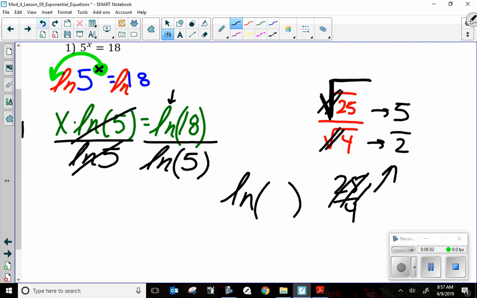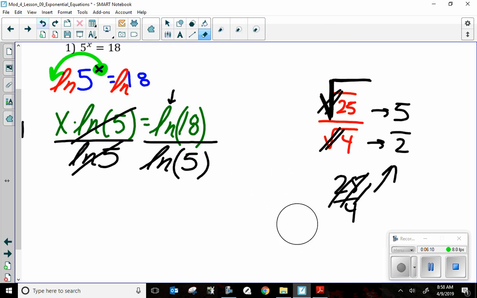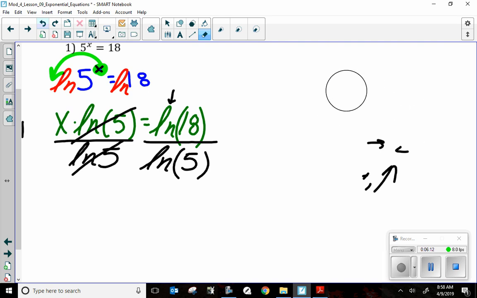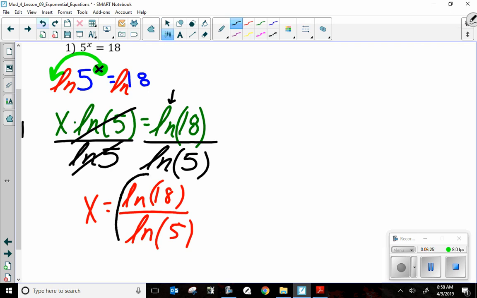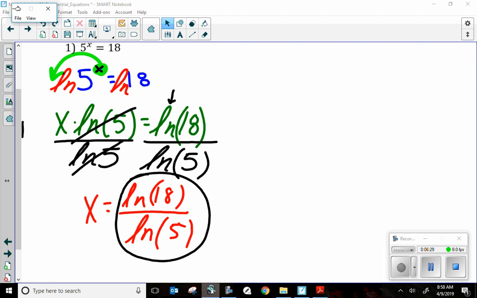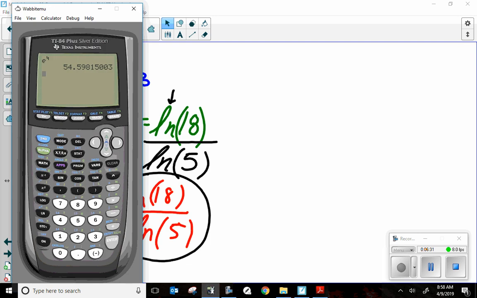It needs a number in here. Okay, much like the square root, you can't leave it alone. It's an actual operation. It's a math operation that's performed to a number. So what do you do at this point? Guess what? If x equals the natural log of 18 over the natural log of 5, just put this in your calculator just like this and hit enter. It's really that simple.